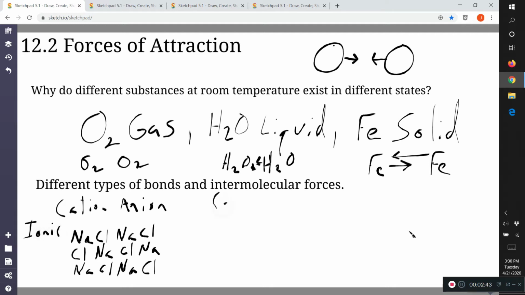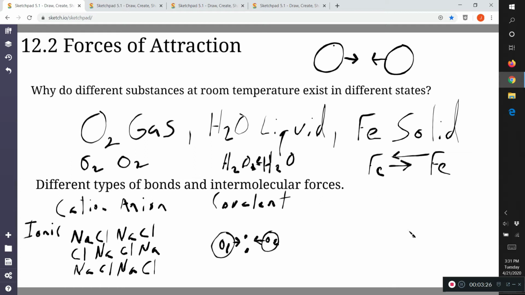Then we moved on to covalent. Covalent bonding is when two atoms decide to share an electron. So let's talk about this O2 gas. Basically what happens is they decide that they're going to share some of their electrons in between them. And the positive nucleus is attracted to those negative electrons, so it forms a bond and it's held together as O2 gas. Now, some covalent bonds are what we call non-polar. O2 is an example of a non-polar molecule, and some are polar.